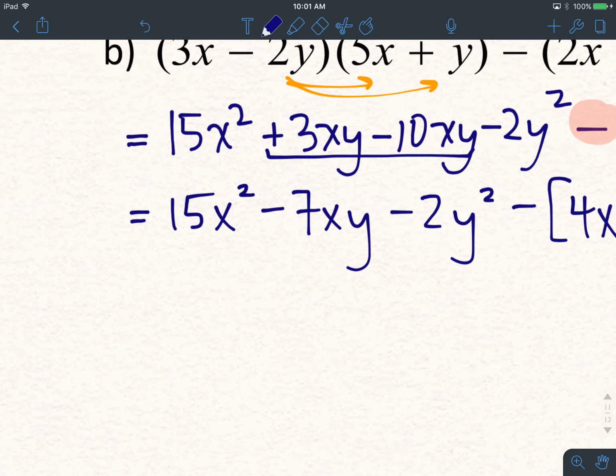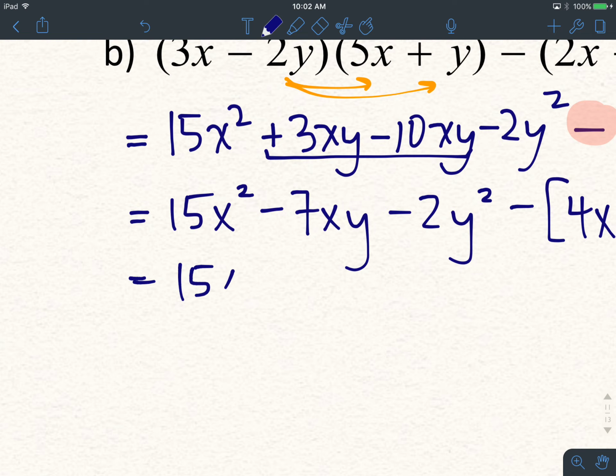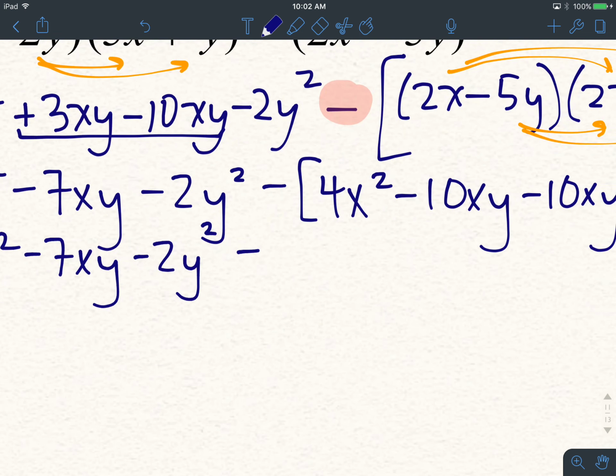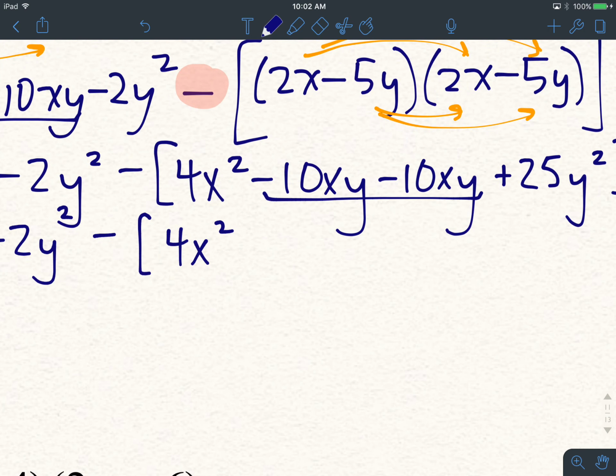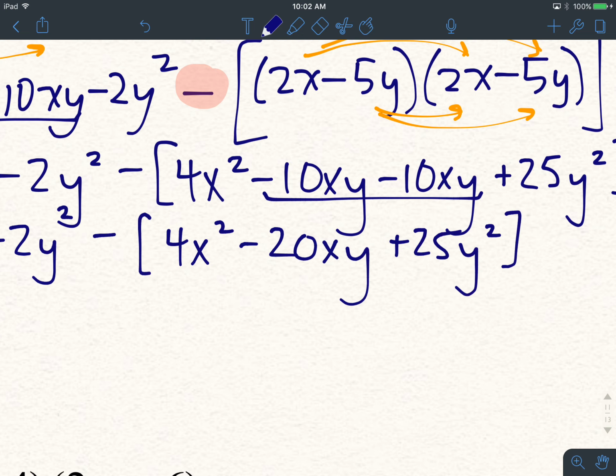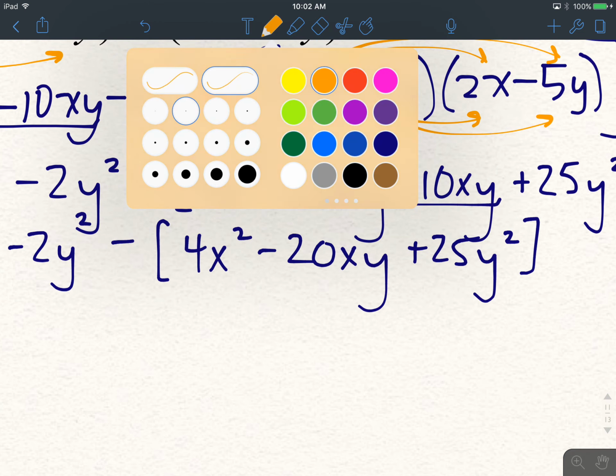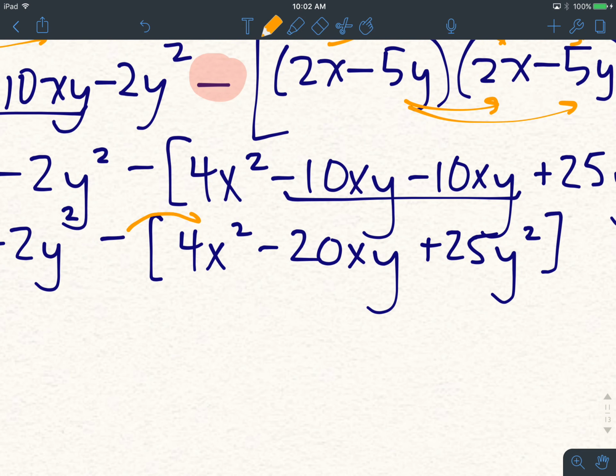Next line is going to be a rewrite for the most part. 15x squared minus 7xy minus 2y squared minus, and now I'm going to simplify the contents of these brackets. There's my 4x squared. The two terms that are alike are sitting right here in the middle, so that's going to be minus 10xy minus 10xy is minus 20xy, and there's our plus 25y squared. And again, hopefully now that you've seen me do it in real time, you can recognize the value in subtracting 4x squared, subtracting minus 20xy, subtracting plus 25y squared.